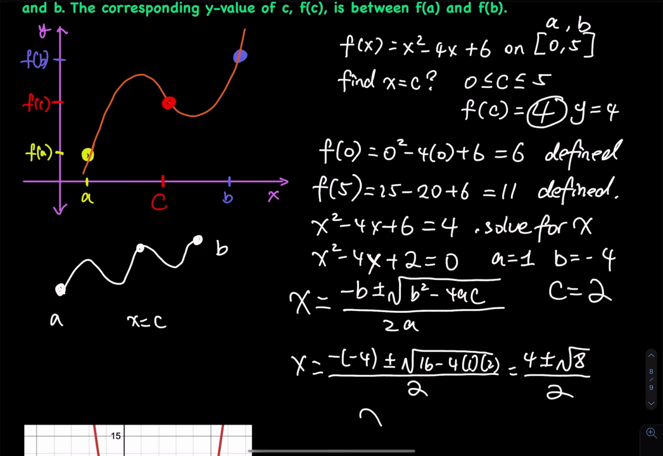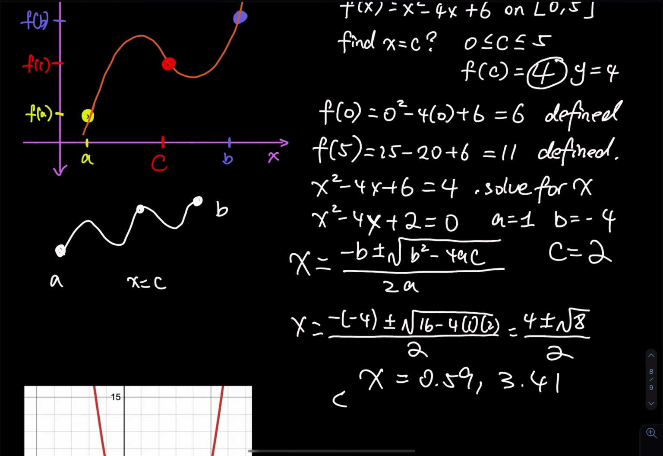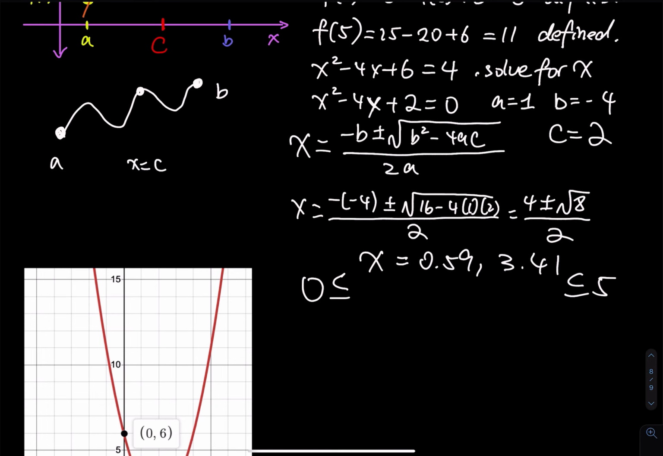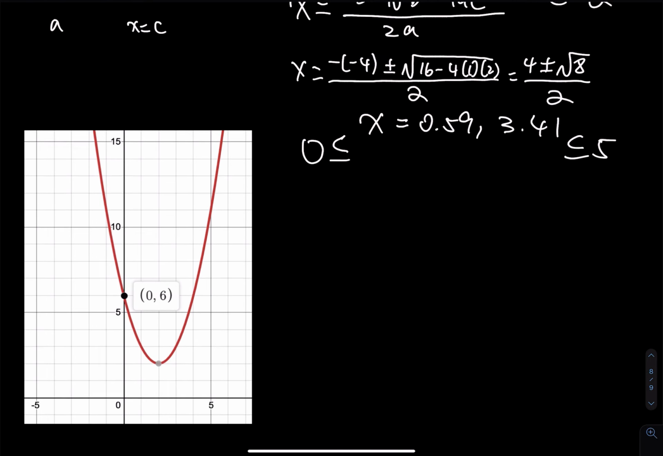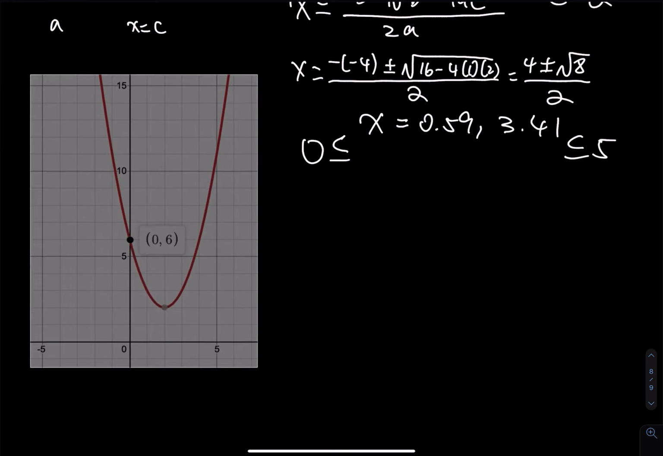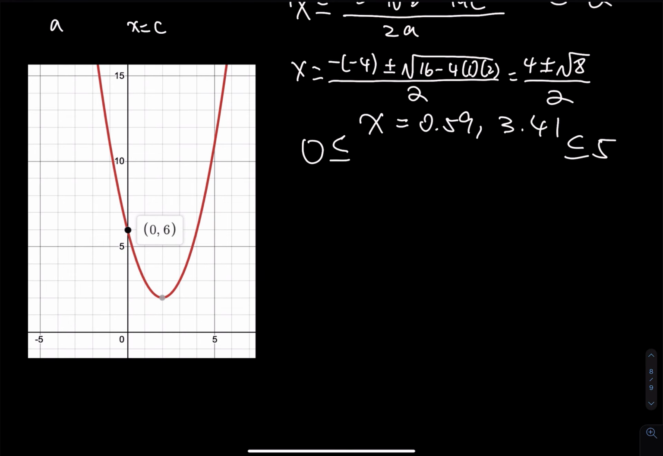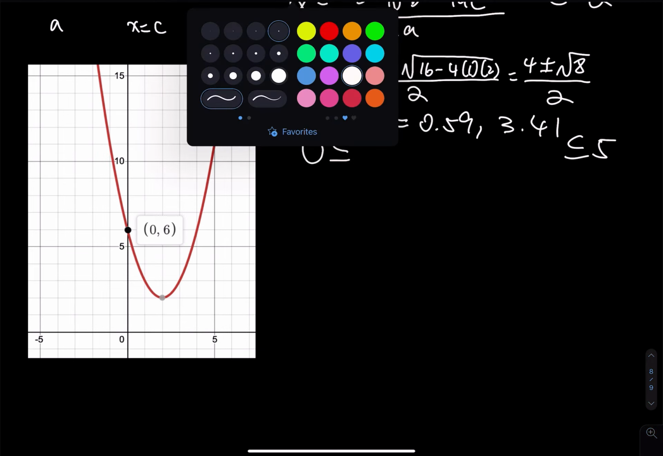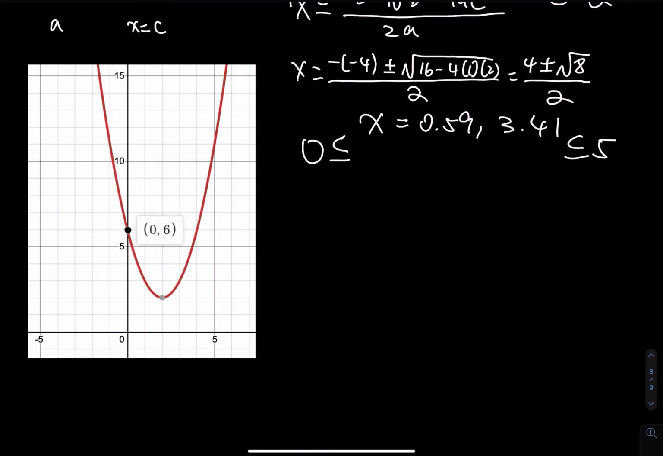So if you do approximation, you will get x equals 0.59 and x equals 3.41. And then they are between 0 and 5, right? These two values are between 0 and 5. And then let's take a look at the graph, shall we? So if you look at the graph, I already made a graph for you, so nice and big, right over here. So when x is equal to 0, y is equal to 6. So let me change the color a little bit. So we have from 0 to 5, right? So a is equal to 0, and b is equal to 5.